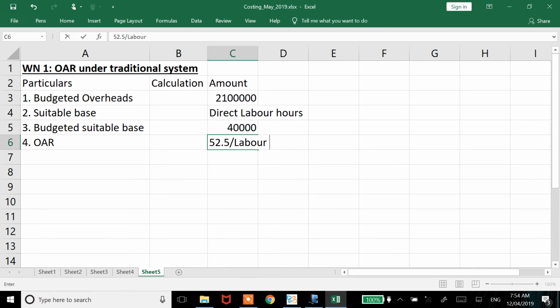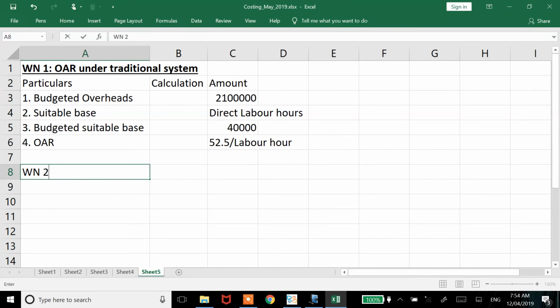52.5 per labor hour. So in the traditional system, if you use 1 hour of labor, you have to pay 52.5 as overheads. The overhead charge is 52 rupees 50 paise. When it comes to ABC, you are not going to only keep it on labor hour. Some would be based on production run, some on inspection, some on materials dispatch. So you have multiple bases instead of keeping it on a single basis. That's the only difference. Working note 2.